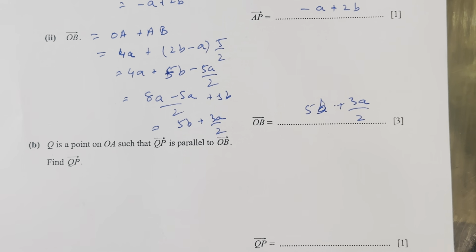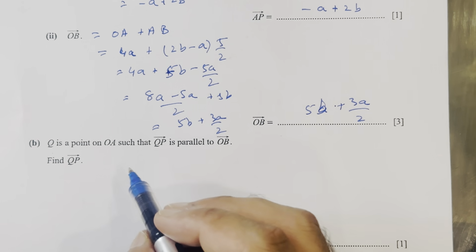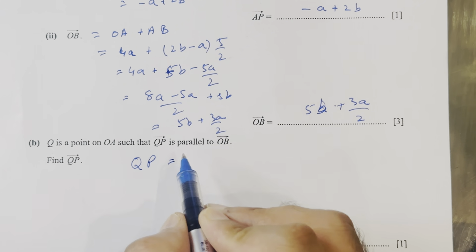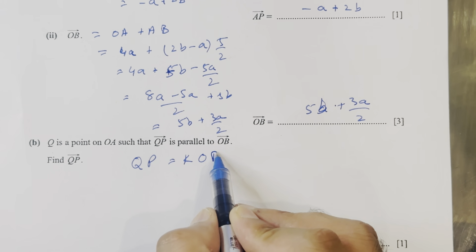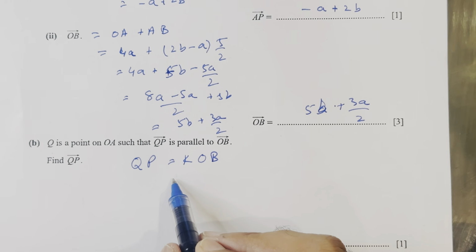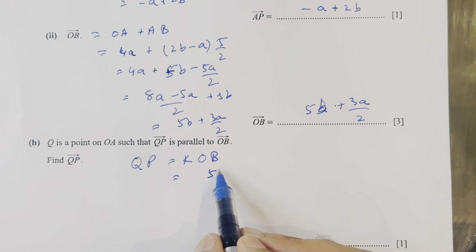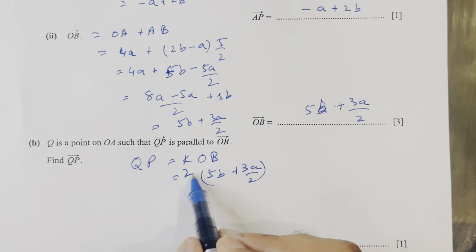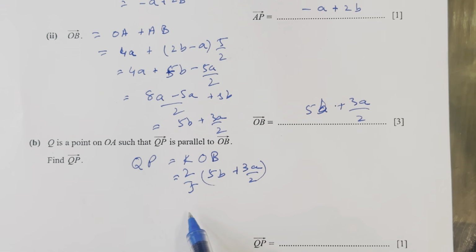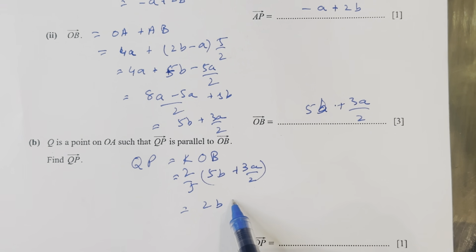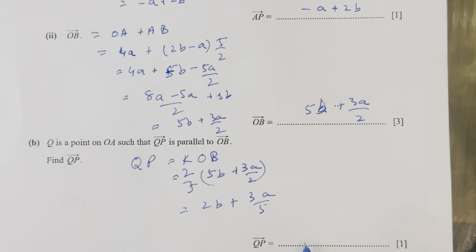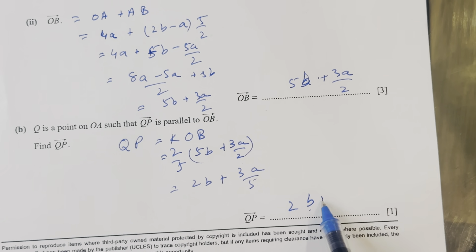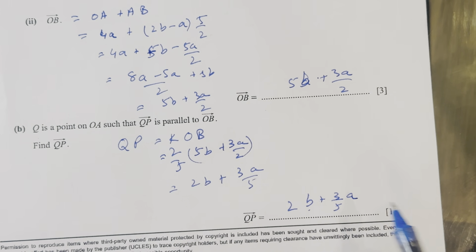Q is the point on AB such that OP is parallel to OB. Find QP. If it is parallel to OB, then it should have some k value. For 5B plus 3A by 2, the value of k would be 2 by 5. So I'm going to solve it. 2B plus 3A by 5. So the answer is 2B plus 3 by 5 A.